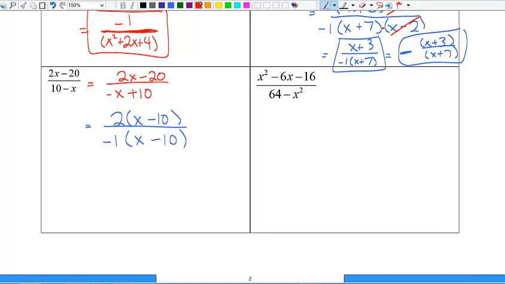Once I do that, I can see that the x minus 10 is a common factor in the numerator and the denominator. So when I divide them out, I'm getting 2 over -1, which is equal to -2. So that whole polynomial divided out to just -2. And the last one of this section, the denominator is out of order. 64 minus x squared is not in the right order. So I'm going to rearrange that to be -x squared plus 64.